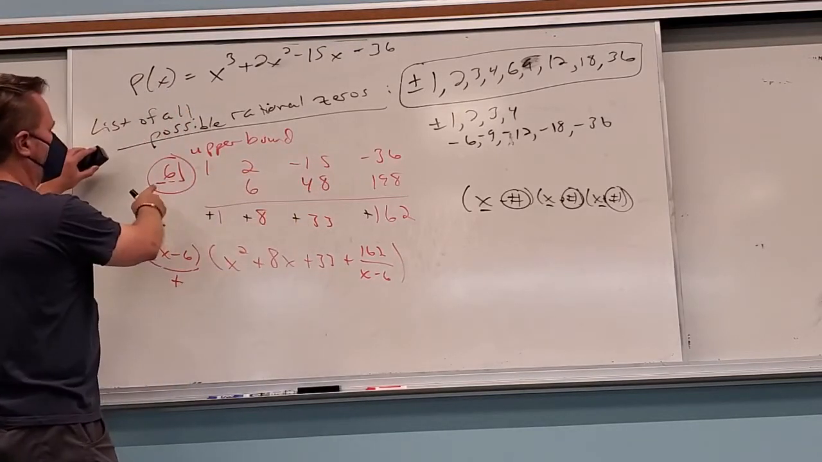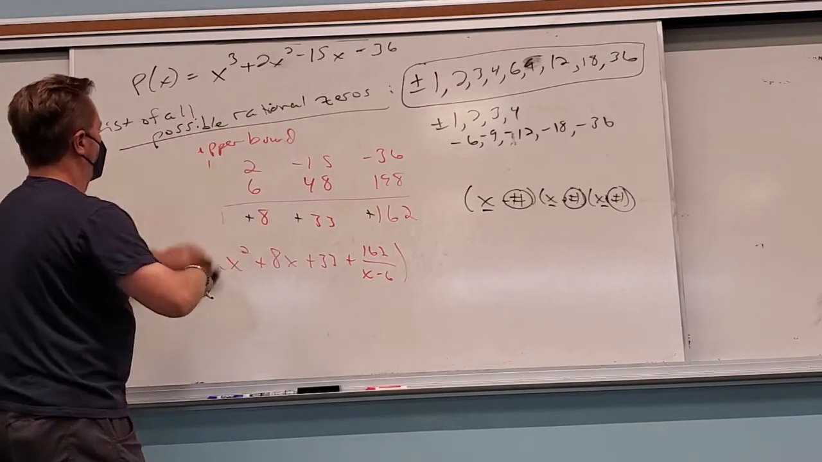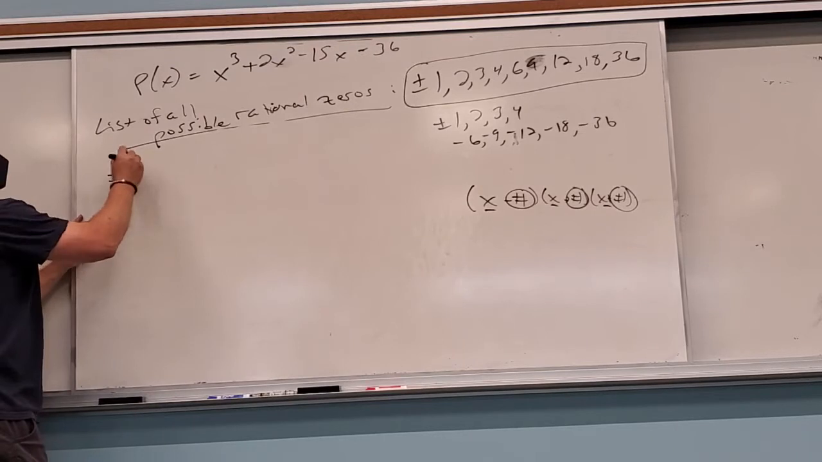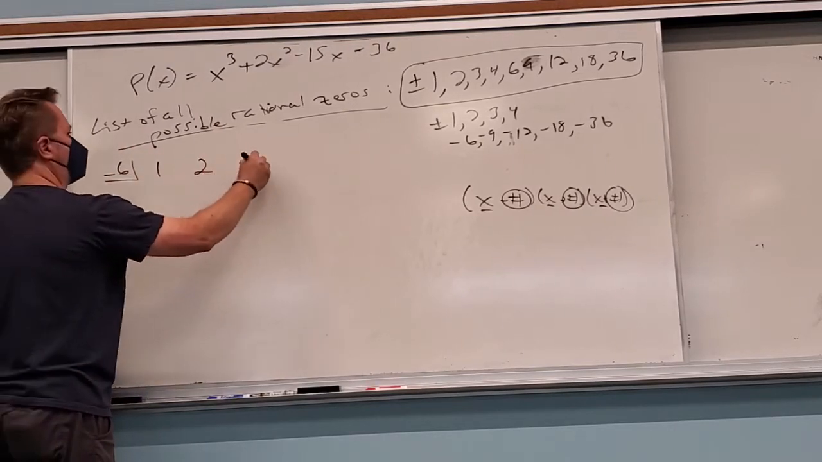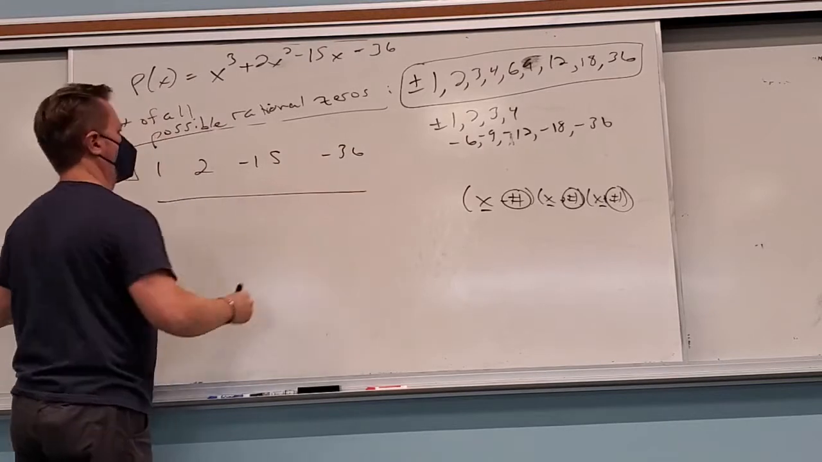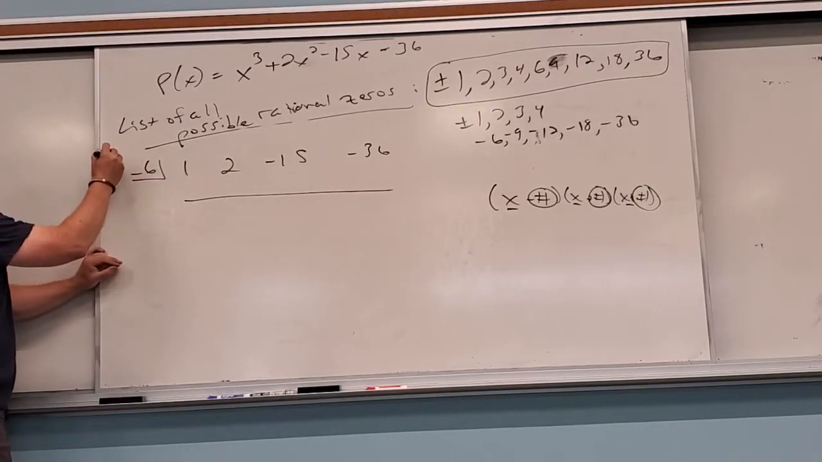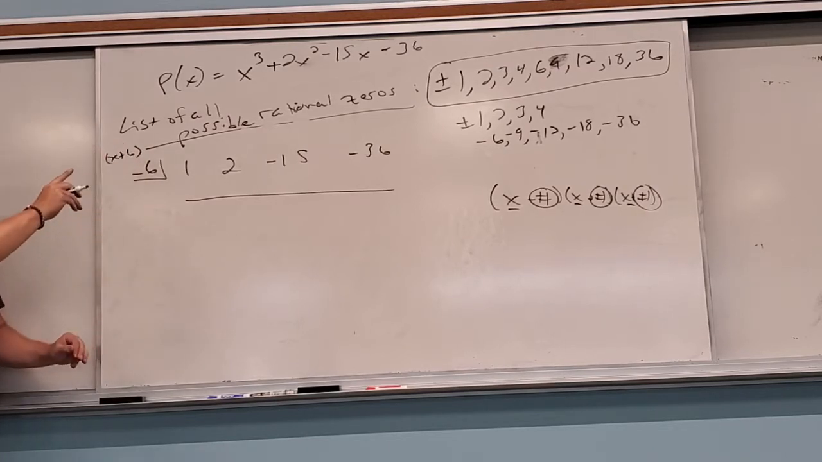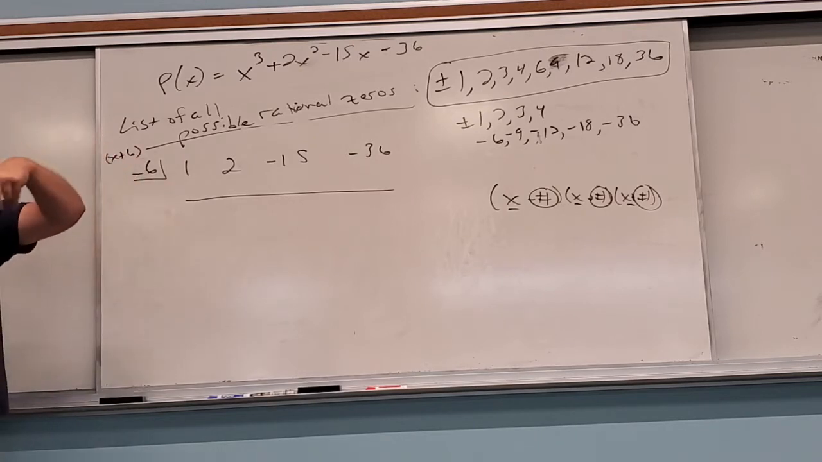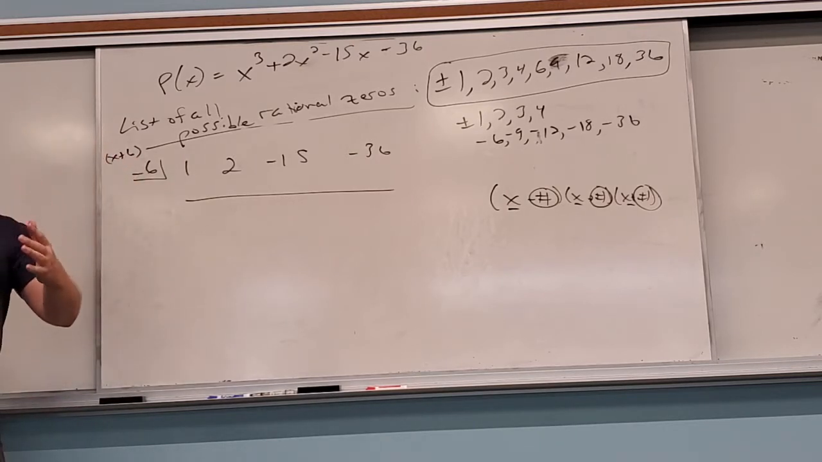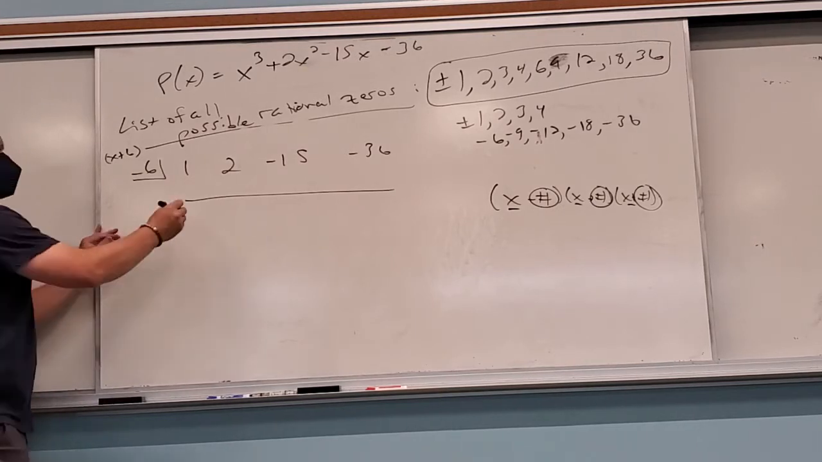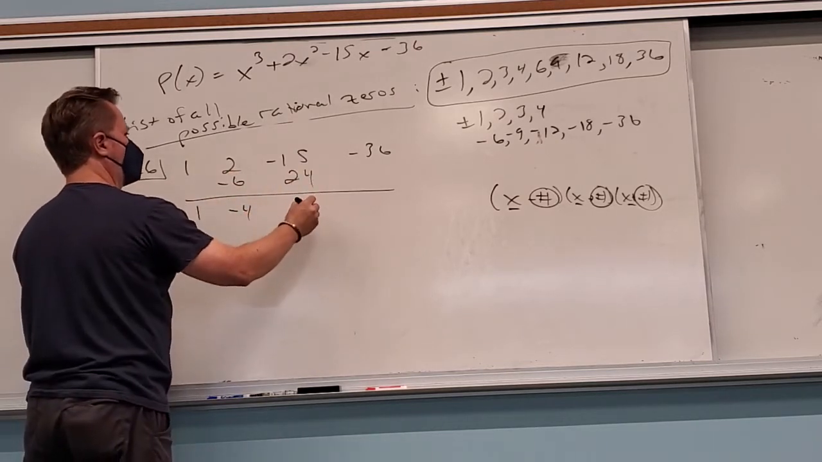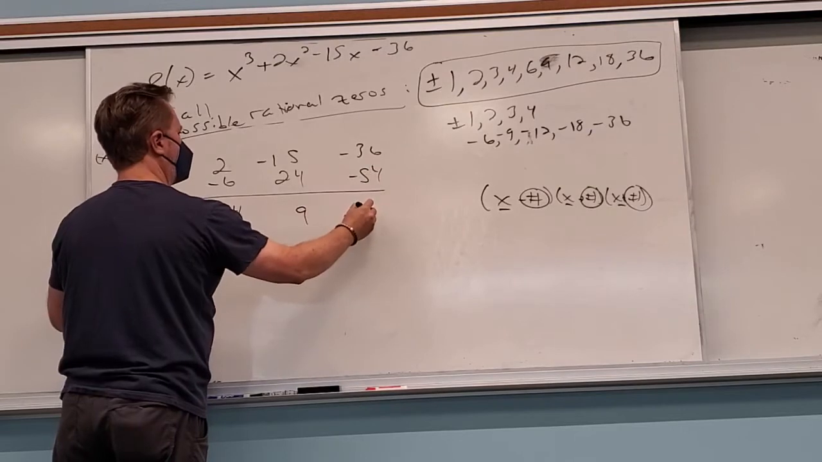6 didn't work, so that's why I threw 6 out. Let's try -6. So what is this related to? If this works, what would be a factor? X plus 6. So always keep in mind, when I'm synthetically dividing my number, it's related to where it would have come from as a 0. In this case, x plus 6. Right? So if I do this real quick, let's see if this does what I want it to. 1, -6, -4, 24, 9, -54, -90.